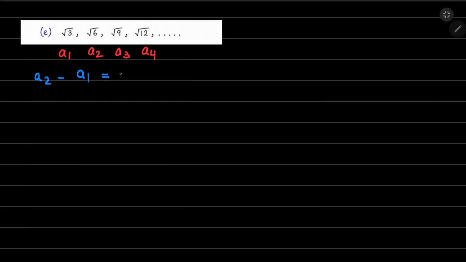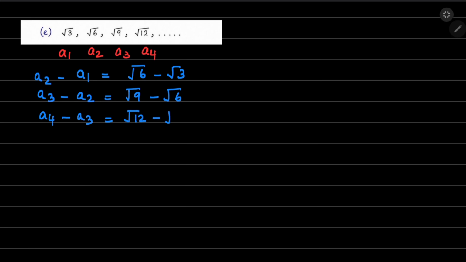A2 minus A1. Root 6 minus root 3. Let it be as it is. What is A3 minus A2? Again, root 9 minus root 6. You cannot solve it, but let it be as it is. So this is nothing but root 9 is nothing but plus or minus 3 minus root 6. Okay. So a4 minus a3 is nothing but root of 12 minus root of 9.